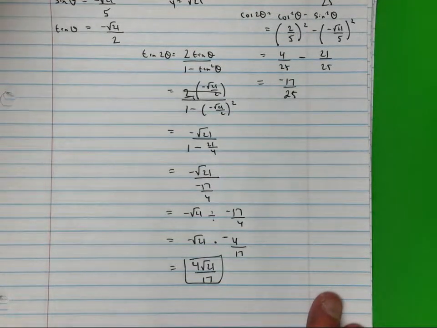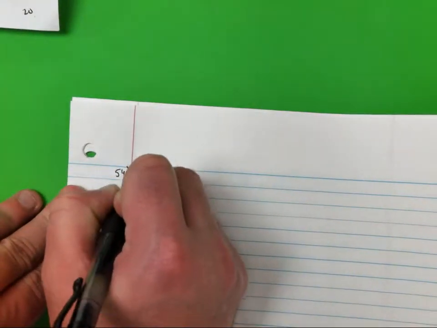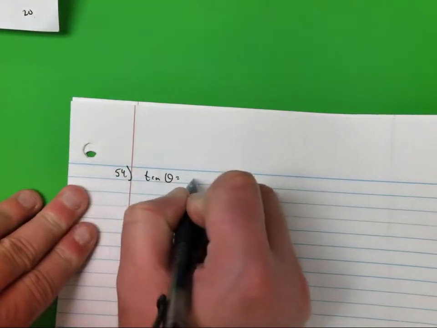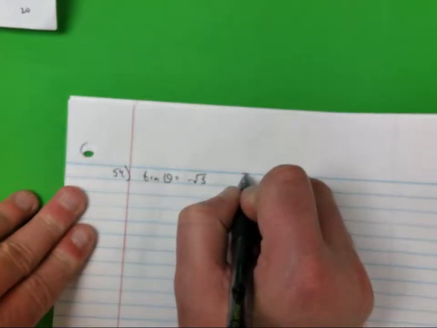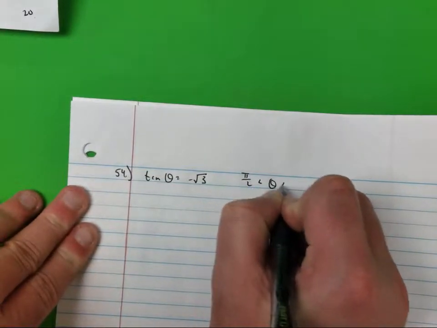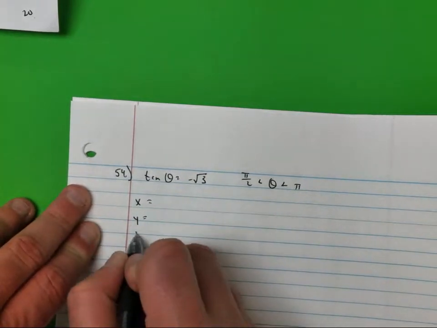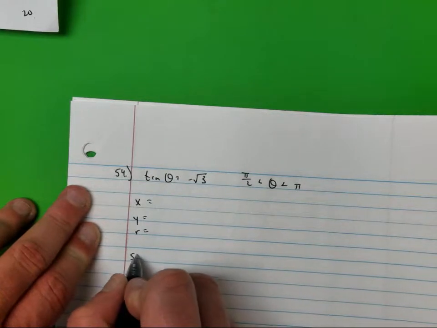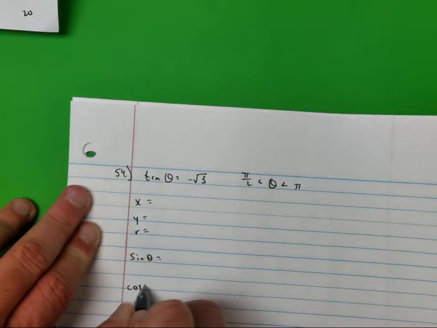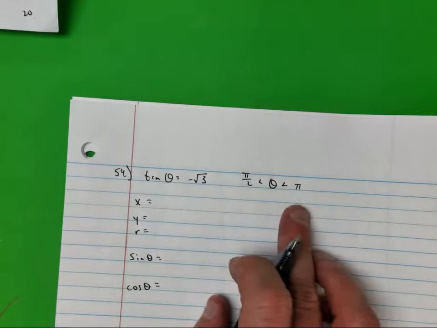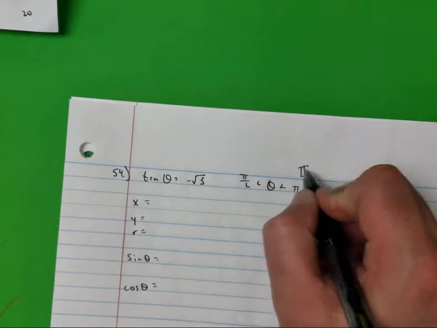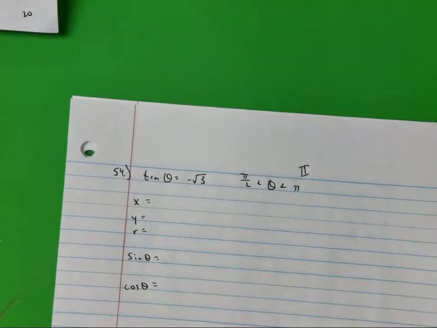Alright, let's look at number 54. If you need to pause and rewind it, you may at this time, but let's go on to number 54. Tangent of theta equals negative square root of 3, with theta in the interval pi over 2 to pi. We're going to find x, y, r, sine of theta, and cosine of theta. From pi over 2 to pi, that means we're working in quadrant 2.